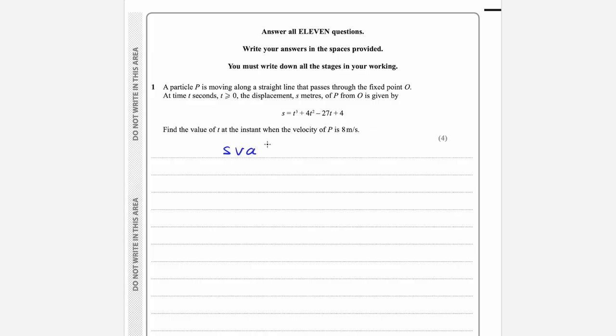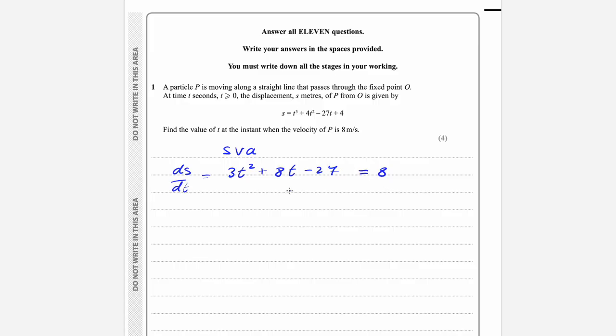So if that's the displacement, how do we get the velocity? Well, we differentiate. So we're going to get ds/dt to get the velocity. ds/dt is 3t squared plus 8t minus 27. That is the velocity, and we want when the velocity equals 8. So let's just make this equal 8.